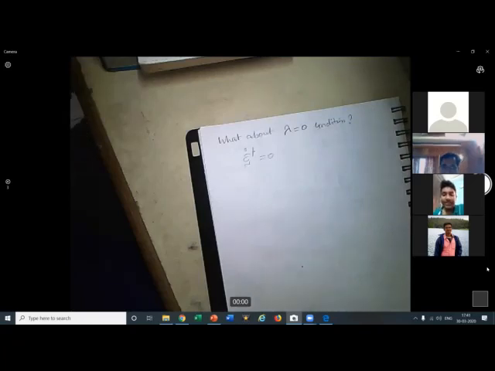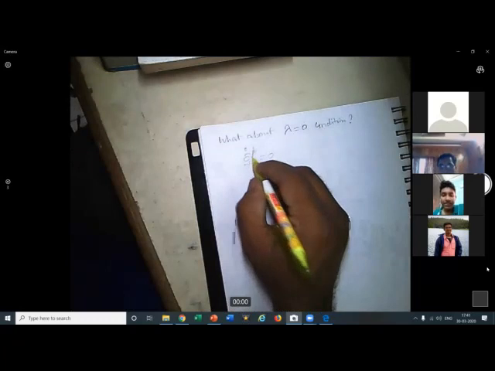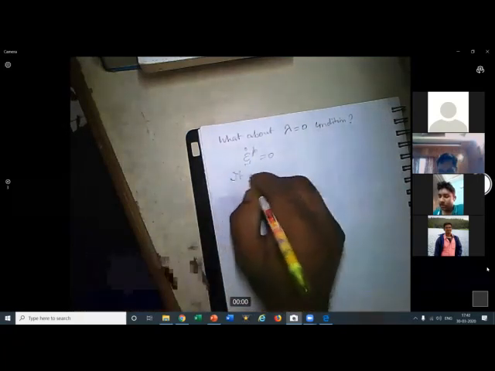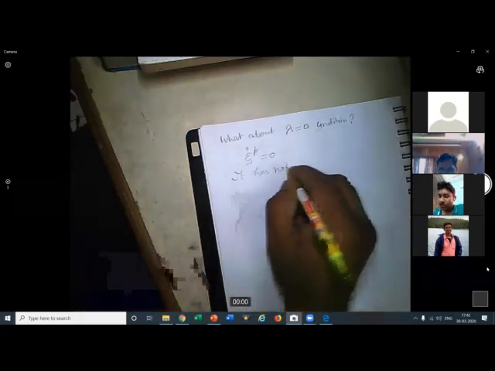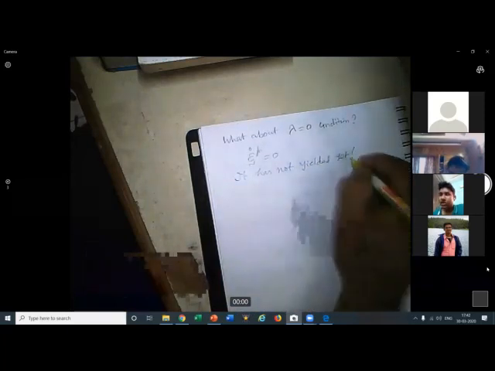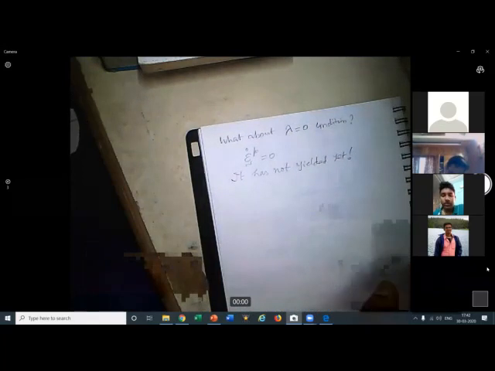Lambda equal to 0 means epsilon dot p equal to 0. Anything else? It has not yielded yet. Again, Aditya only was telling. Yes, not yet.